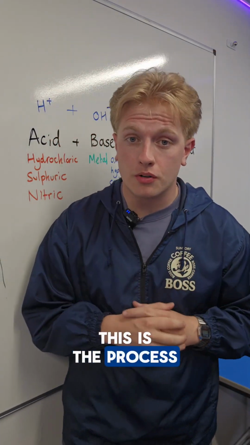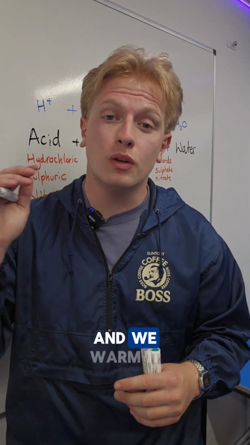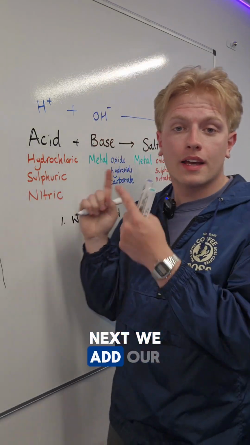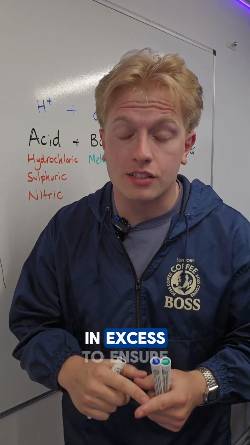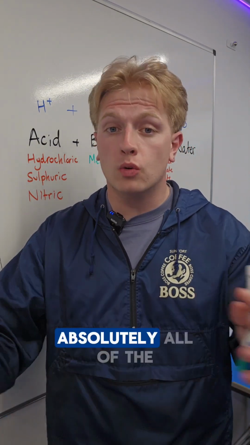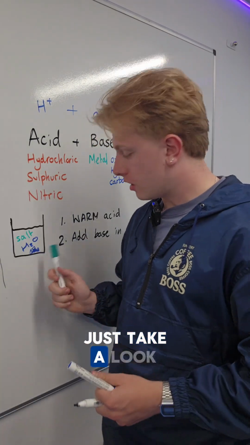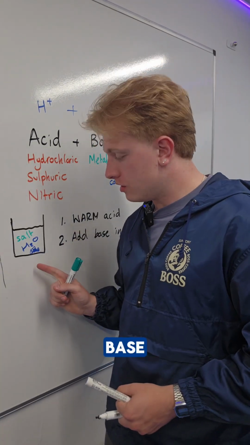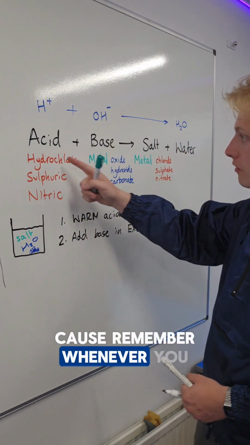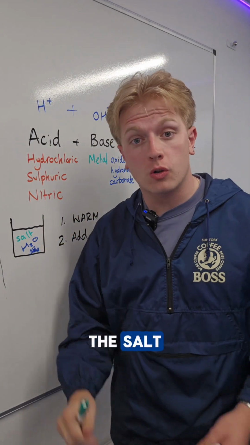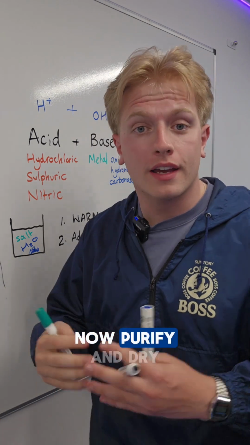And this is the process. First, we prepare our acid and we warm it to make sure that this reaction is going to happen quickly. Next, we add our base and we add it in excess to ensure that we react away absolutely all of the acid. Okay, think about it. What do we actually have in our beaker at this point? Just take a look at this. We'd have the excess of our base. We'd also have water, because remember, whenever you mix an acid and base, you make a salt and water. And we'd also have the salt, which we want to now purify and dry out.